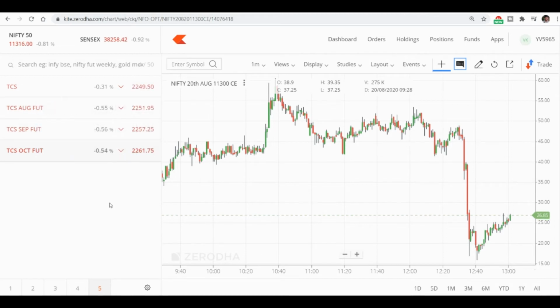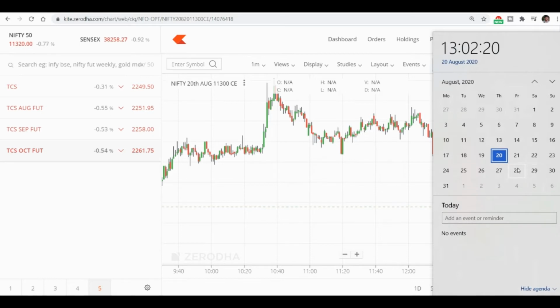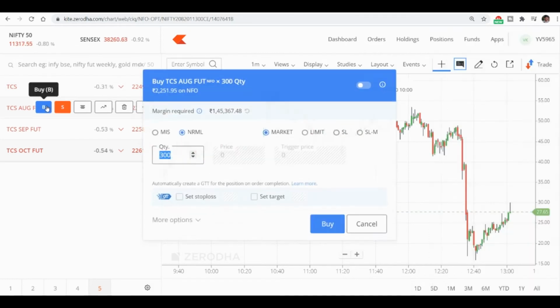We are in August. If you go to September, you will have September, October, and a new contract called TCS November future, NOV FUT. This August will go away. Every future will expire on the last Thursday of every month. So this TCS August future contract will expire on the 27th. Before that you have to close this position. Doesn't matter whether you have profit or loss, you have to close it, sell it before expiry, if you have bought in NRML. We will see the margin calculations and everything.